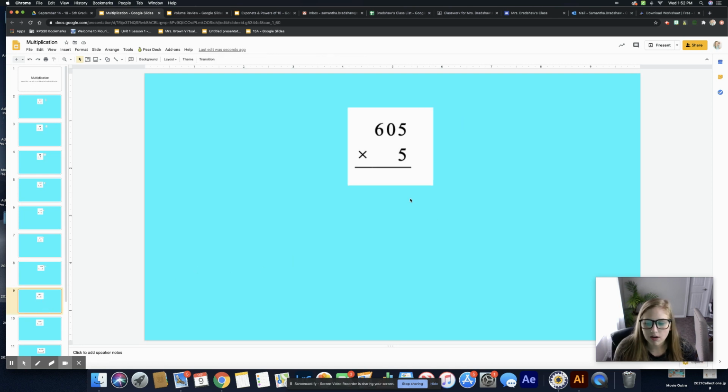All right, let's solve this one again together. I'm going to cover up those extra numbers so that I can just focus on one number. So I have 5 times 5. Well, I know 5 times 5 is 25. Put my 5, carry my 2.